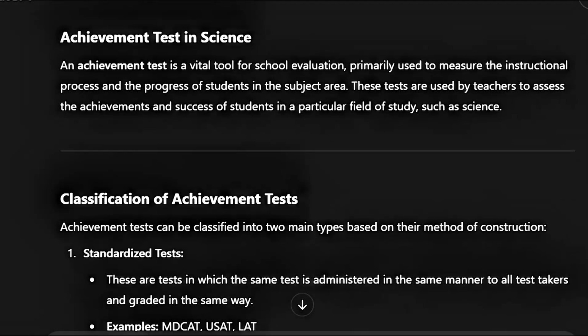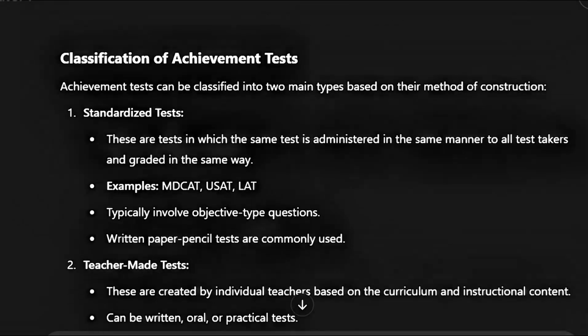Achievement test in science. An achievement test is a vital tool for school evaluation, primarily used to measure the instructional process and the progress of students in the subject area. These tests are used by teachers to assess the achievements and success of students in a particular field of study, such as science. Classification of achievement tests.